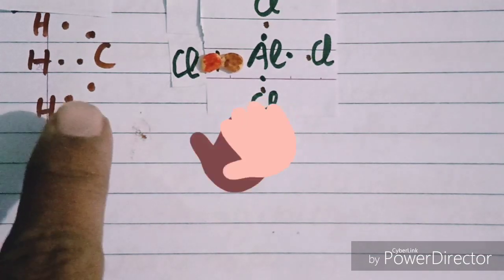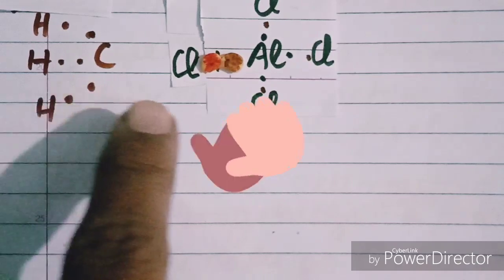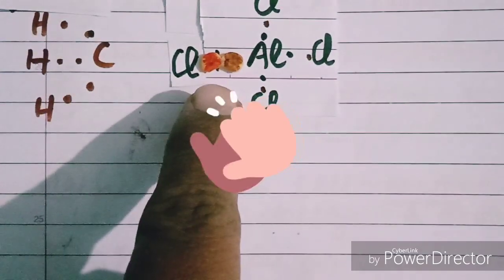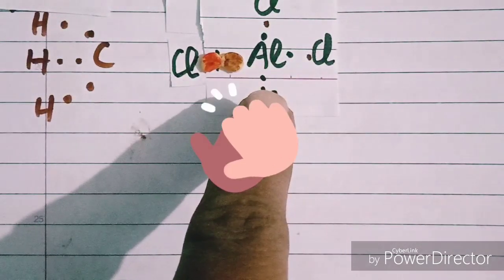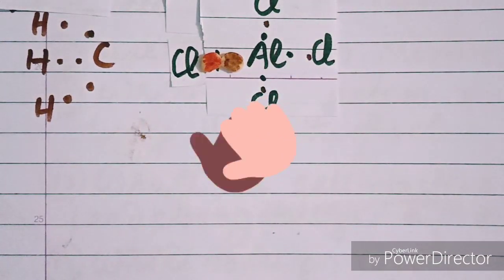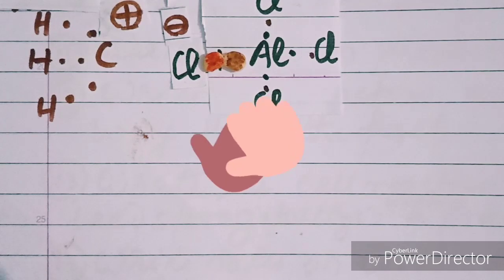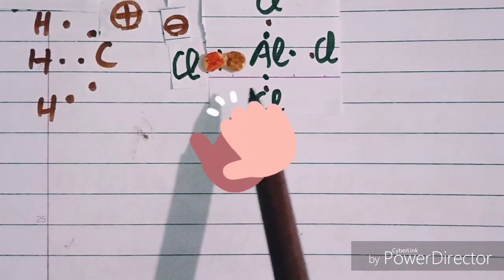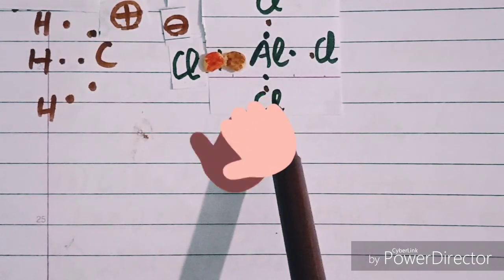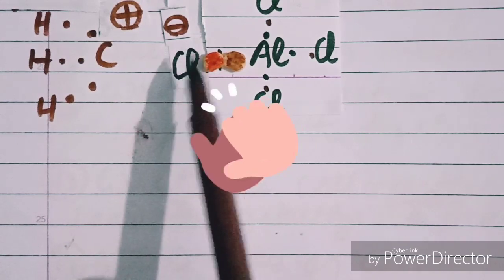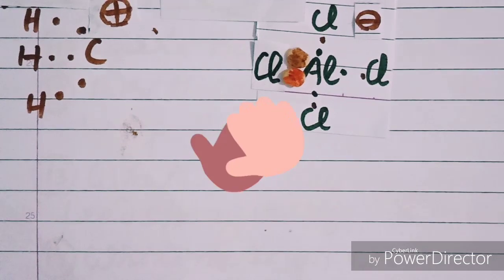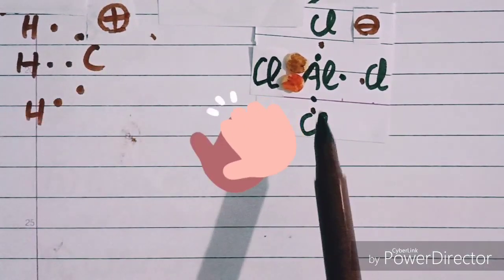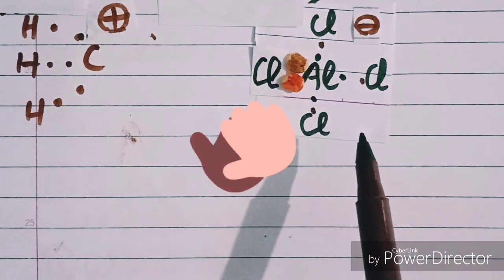You see, this CH3 will become CH3 plus and this Cl becomes Cl minus. AlCl3 and Cl minus becomes AlCl4 minus. This CH3 becomes CH3 plus and AlCl3 becomes AlCl4 minus.